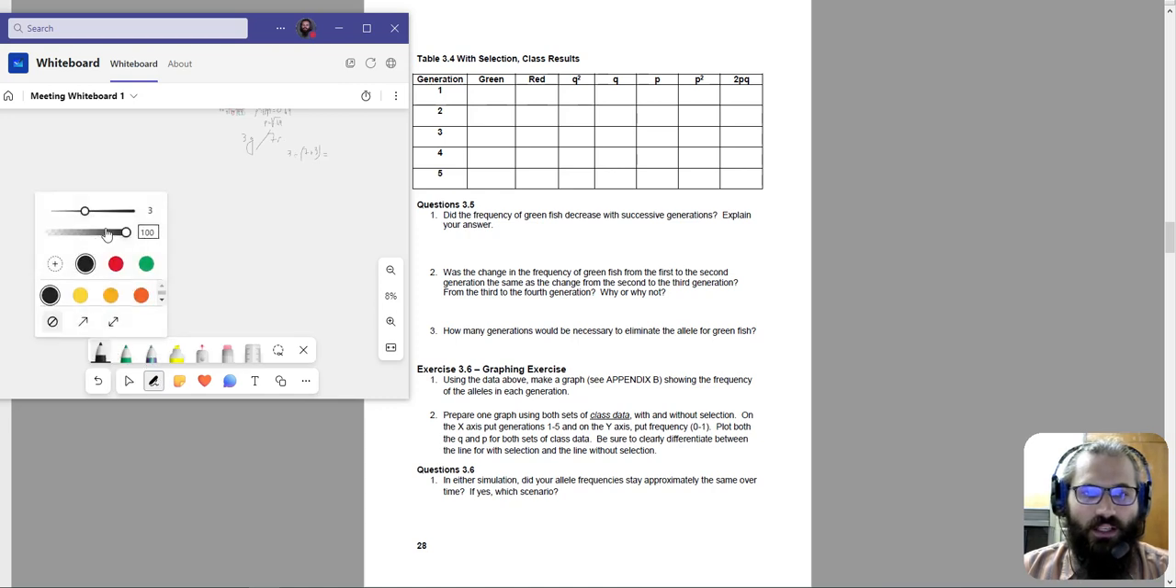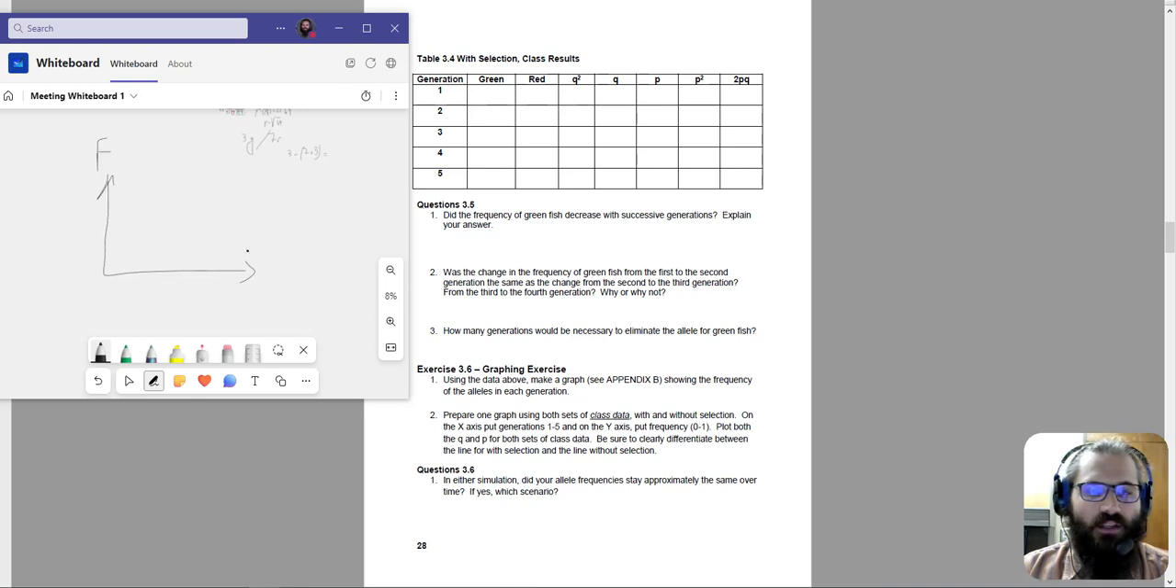you should have something like this. These have the frequencies, these have the generation, 1, 2, 3, 4, 5, right? And if you draw P, this is 0.5, that's 1, that's 0. P may be there and stable.